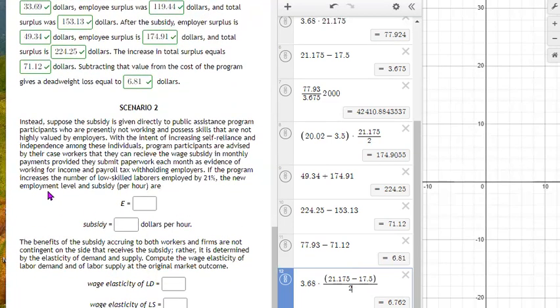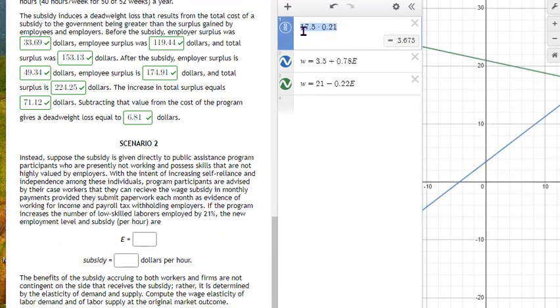If the program increases the number of low-skilled laborers by 21%, so we're increasing employment by 21%, we're increasing employment by 3.675, right?